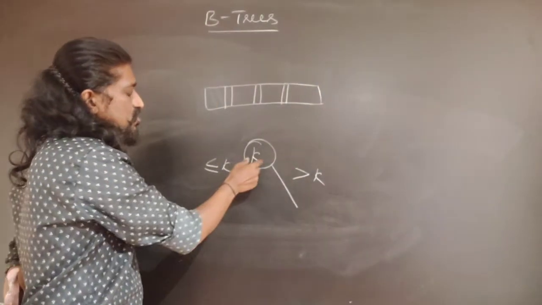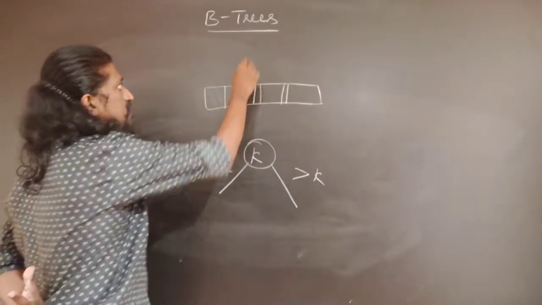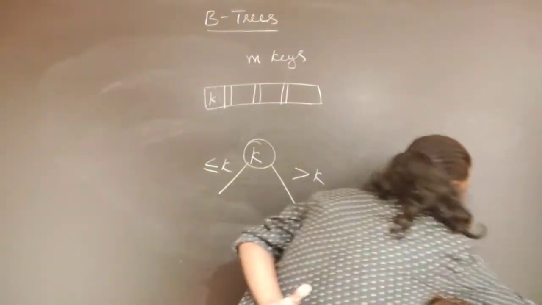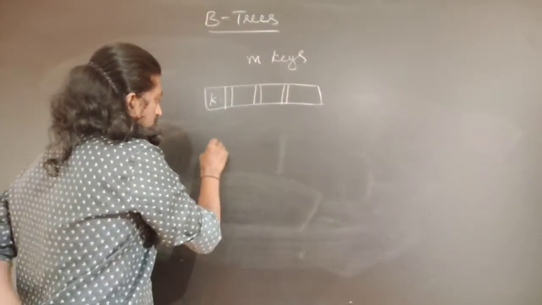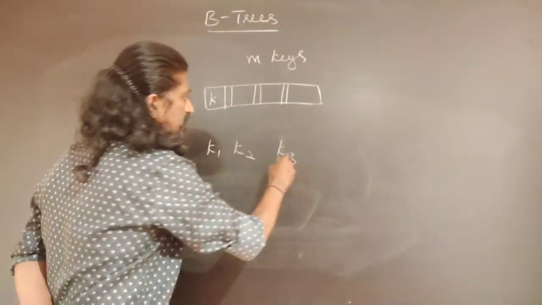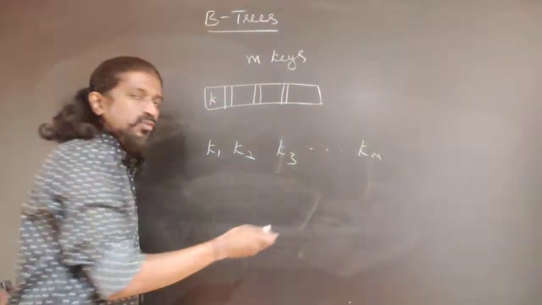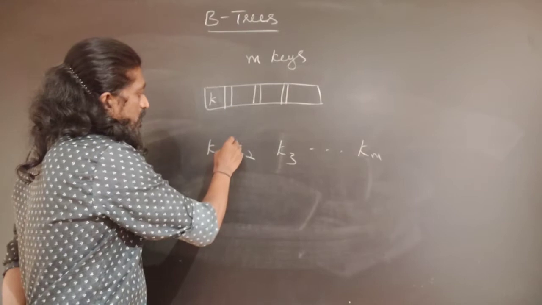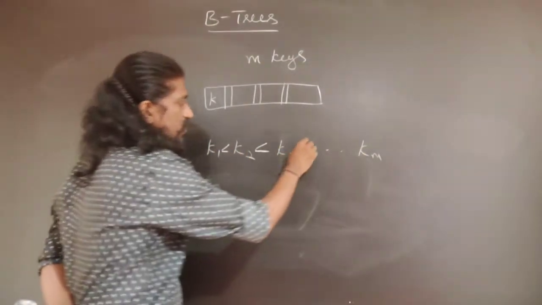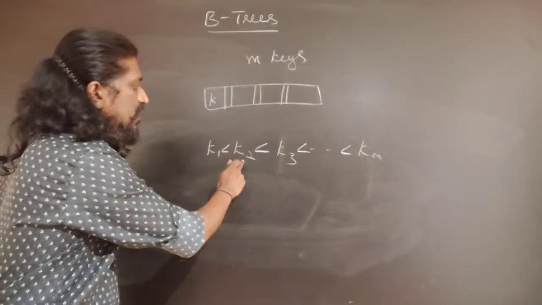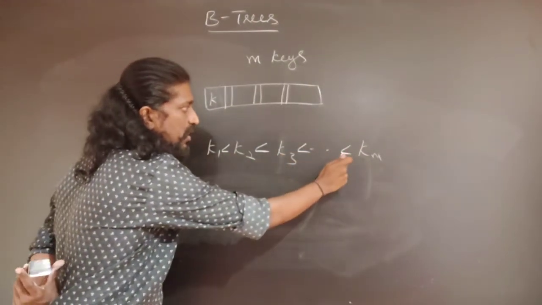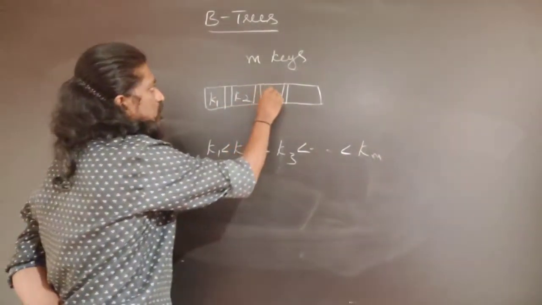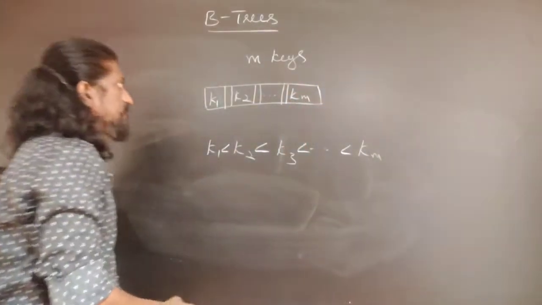Whereas a B tree node will consist of more than one key. It may consist of m number of keys, let us assume: k1, k2, k3 up to km. This m may be 5, 10, 100, or 1000. All these keys will be arranged in sorted order. That is, k1 will be less than k2, k2 less than k3, k3 less than k4, and km minus 1 less than km. So there will be k1, k2, up to km keys in a node.